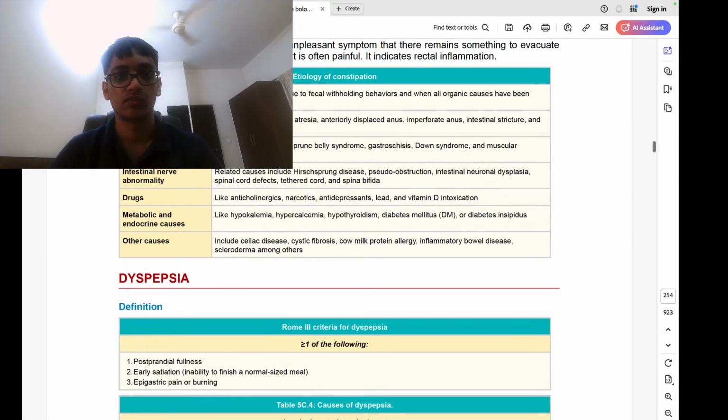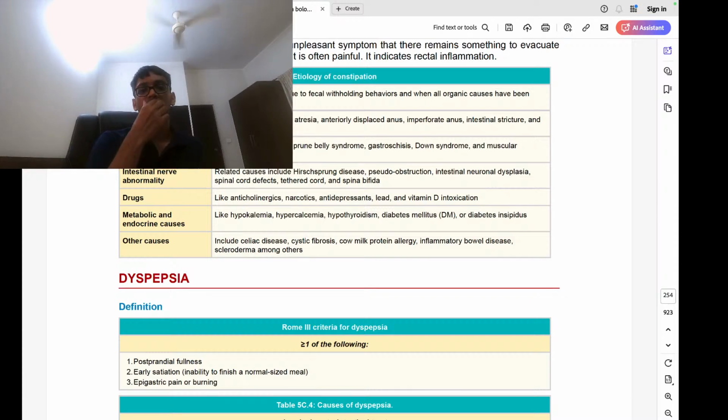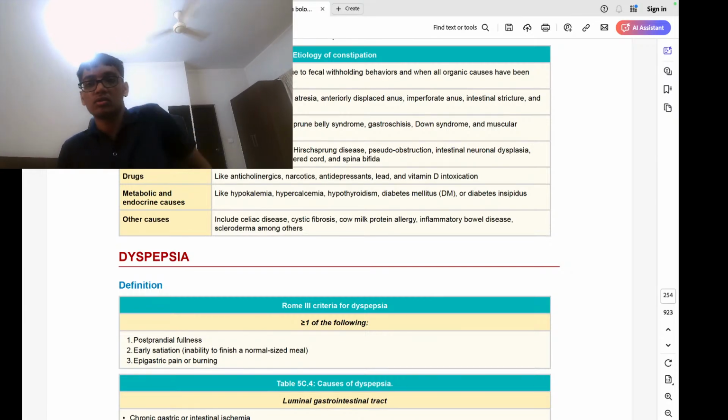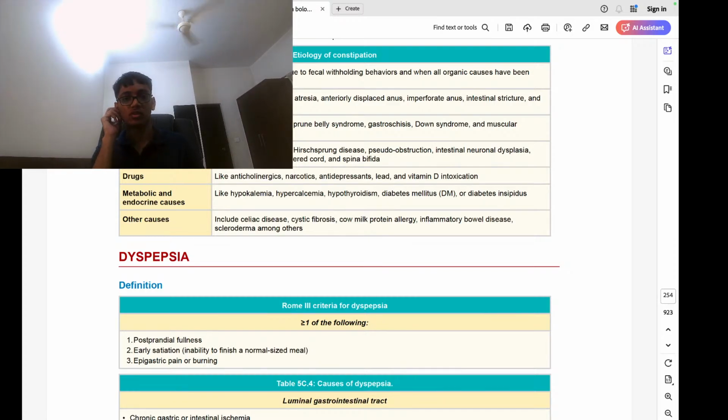So etiology of constipation, you have functional, non-organic or relative. It includes constipation due to fecal withholding behavior when all organic causes have been ruled out. Anatomical causes are stenosis or atresia, imperforate anus. Abnormal musculature including prune belly syndrome, gastroschisis, Down syndrome and muscular dystrophy.